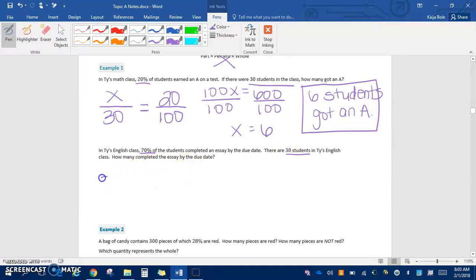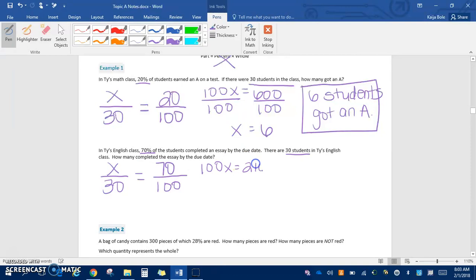So again, we put in our blank proportion, put down our 100, that will always be there. And we know it's 70%, so it goes up top here. And again, there are 30 total students in the class, so this bottom spot will have the 30, and we're looking for the part.